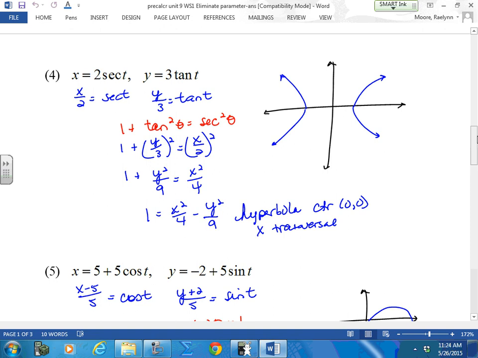You can use your other form of your cosine squared plus sine squared equals 1. Use your tangent squared. Set up a hyperbola. You want it equal to 1, so you're going to subtract to the other side. That gives you your hyperbola.